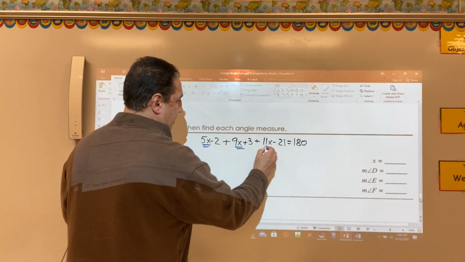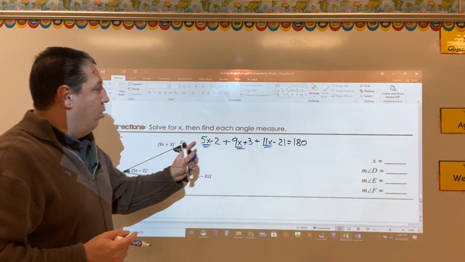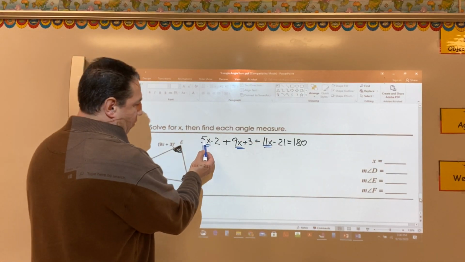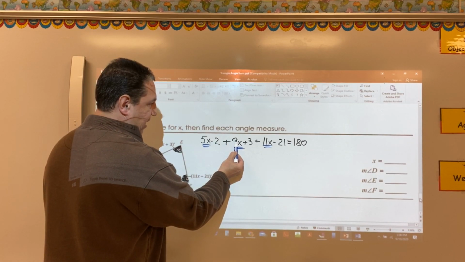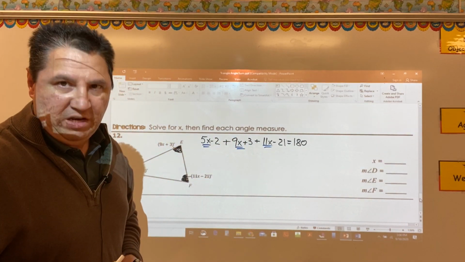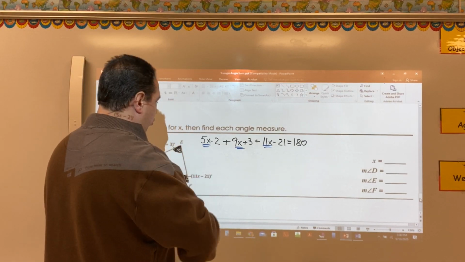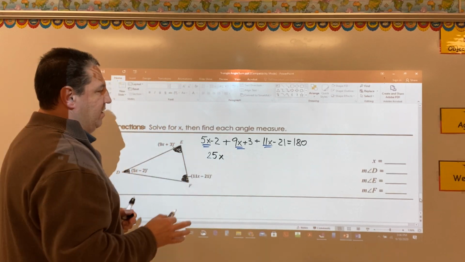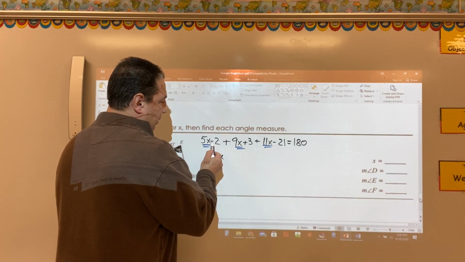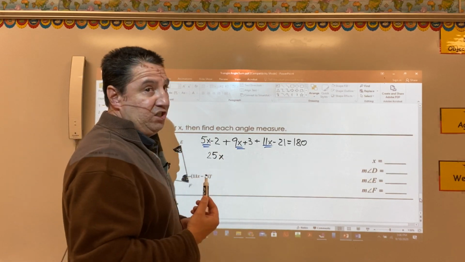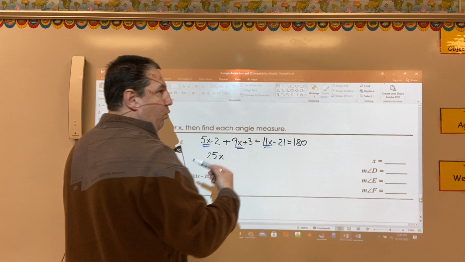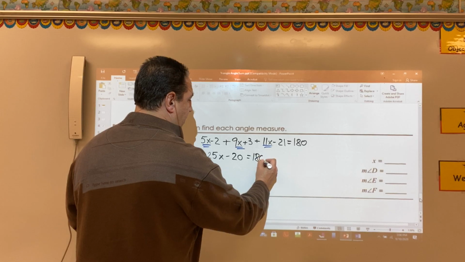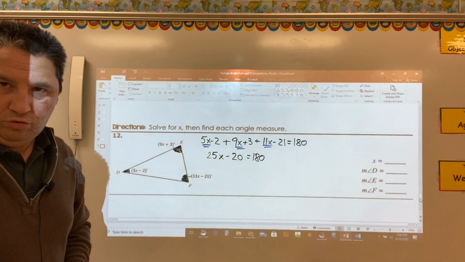So we have 3 x terms. We combine them. How? We keep the variable and, in this case, add coefficients. So 5 plus 9 equals 14, plus 11 equals 25. And we write 25x. Good. Now we take care of constants. Would be negative 2 plus 3 equals 1, minus 21 equals negative 20, equals 180. And then we solve for x.